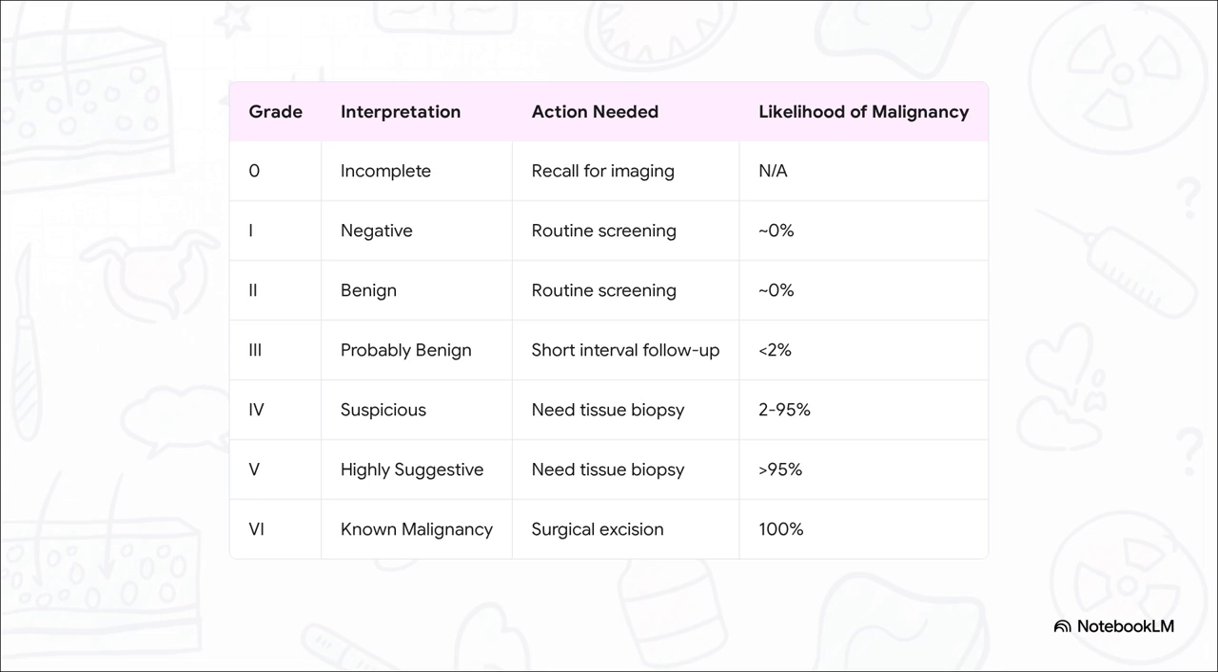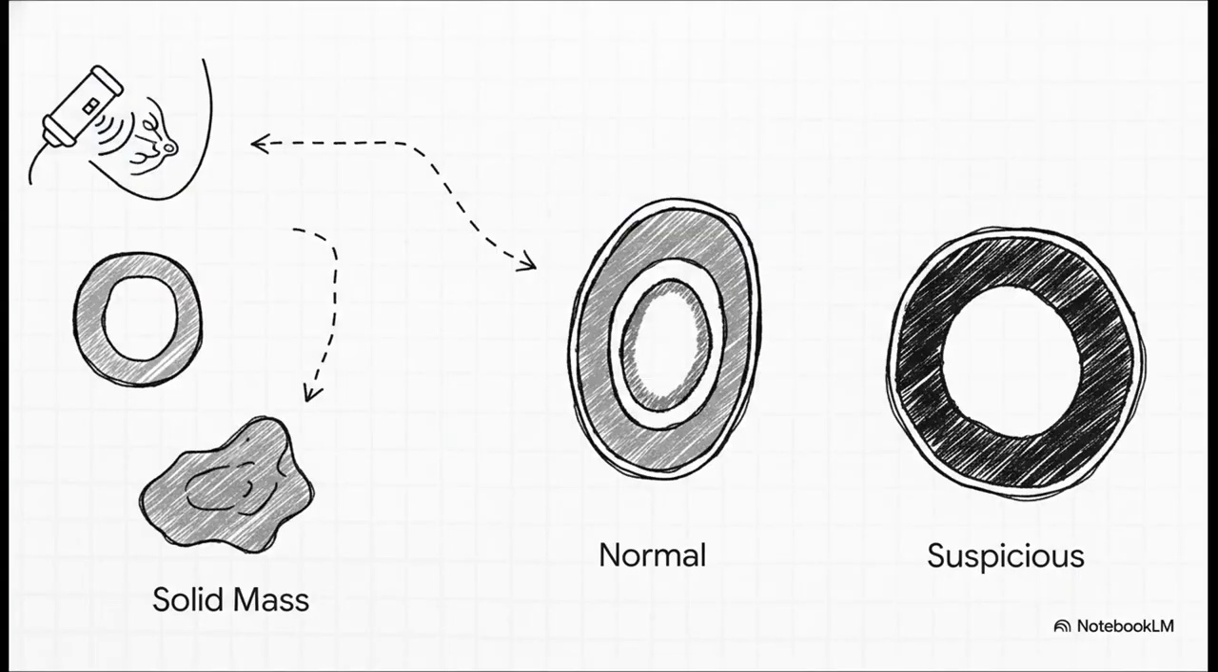A BI-RADS 1 or 2 is great news, totally benign. BI-RADS 3 means probably benign, and we'd likely just do a follow-up scan in a few months. But the ones that really get your attention are BI-RADS 4 and 5. These mean suspicious and highly suggestive of malignancy, and they are an absolute, non-negotiable indication for a biopsy. And what is the role of ultrasound? Great question.